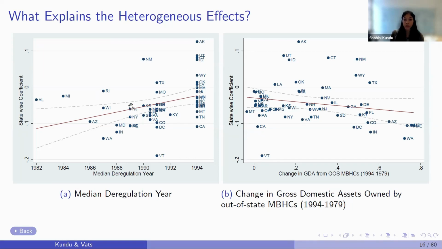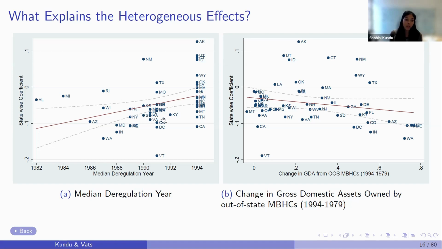The figure on the left shows that the median deregulation year for each state is positively linked with the state pairwise coefficient. States that deregulated much later have a more positive point estimate than those that deregulated earlier. Similarly, states that didn't experience much of a change in gross domestic assets also have a larger coefficient. If we believe there's a state that only specializes in technology and other banks are unable to enter that state, this suggests that the state is not going to experience negative transmission of idiosyncratic shocks. But this analysis we can only do at the aggregate level, given limitations of data.